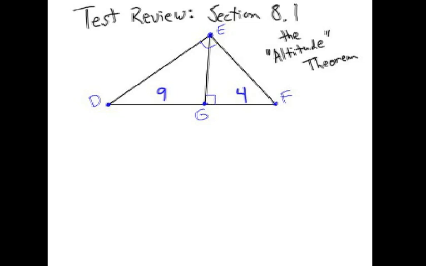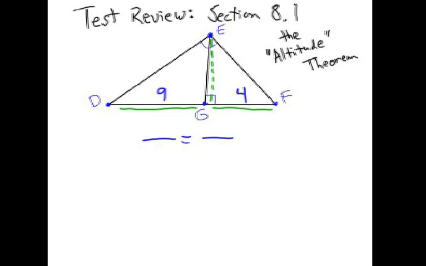Here is a right triangle with an altitude drawn from the right angle, and it's separating the hypotenuse into two parts. We have on one side 9 and another side 4. According to our theorem, the altitude EG is the geometric mean between the 9 and the 4. So I'm going to write my proportion, and remember that the altitude EG is going to be the geometric mean between the 9 part and the 4 part.